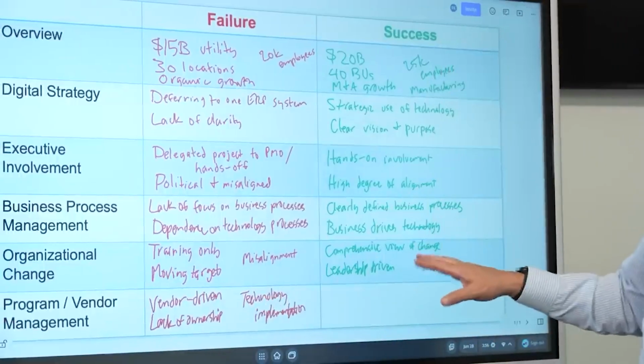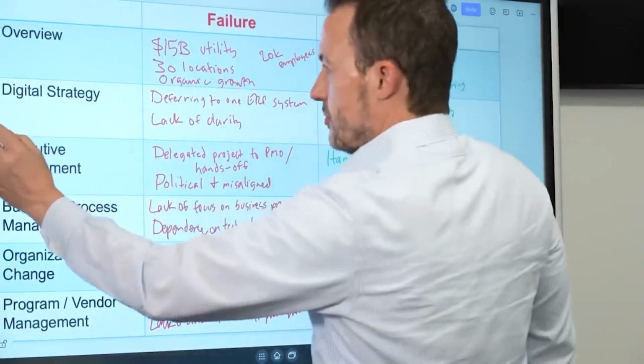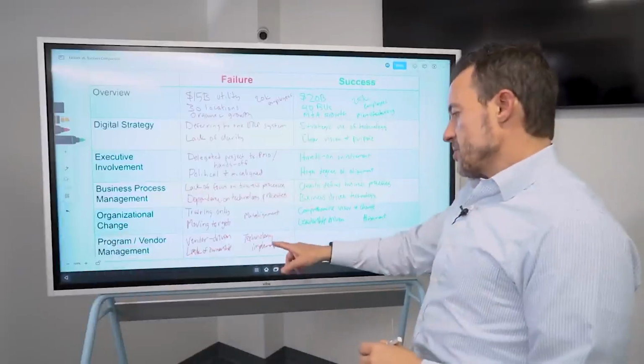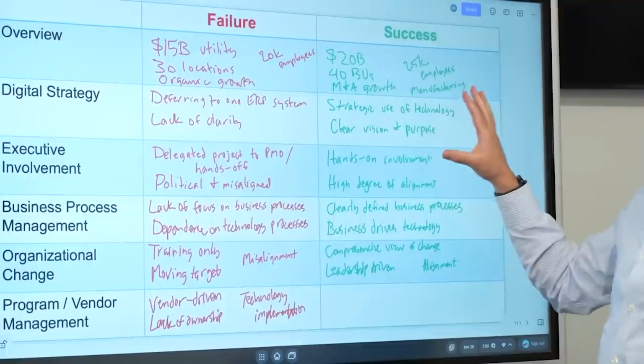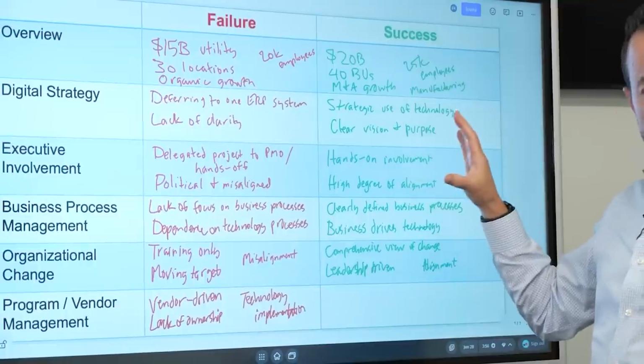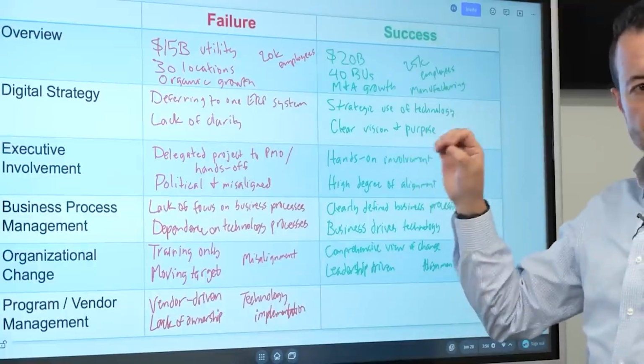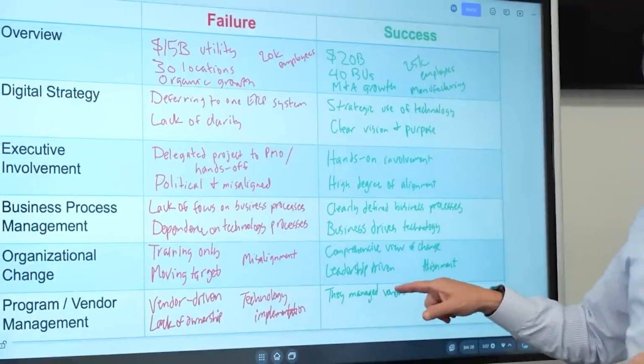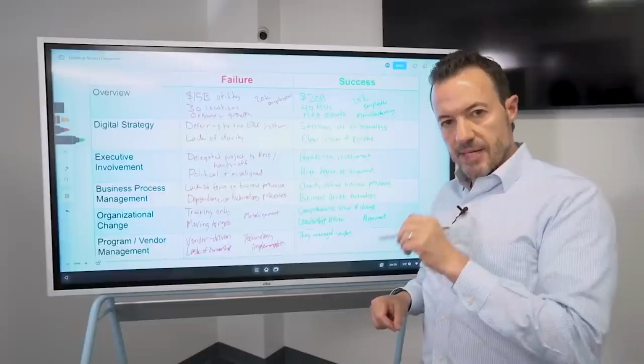Now, on the other hand, this organization took a very different view of program management and vendor management. Here, the program management was driven by the client themselves, the organization. They drove the project and they managed the vendor very effectively. So in other words, they managed the vendors. The vendors did not manage them.